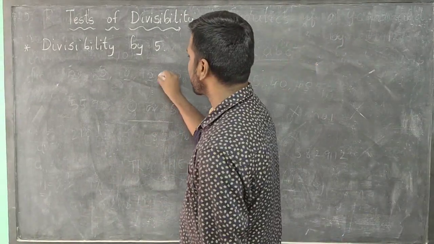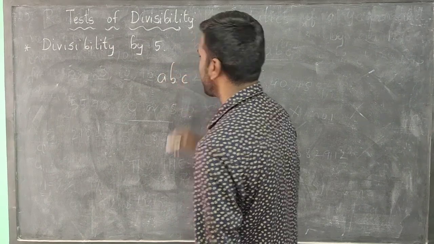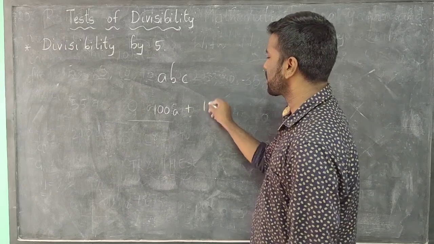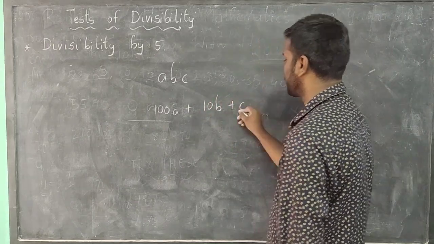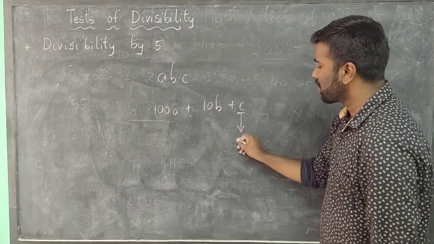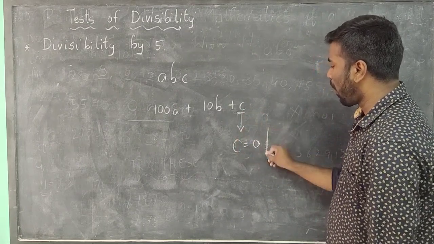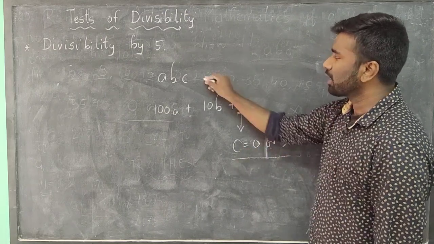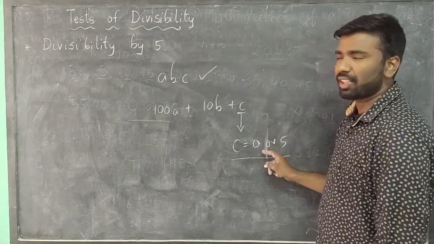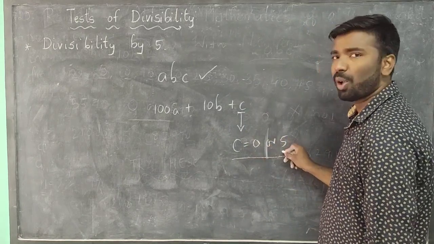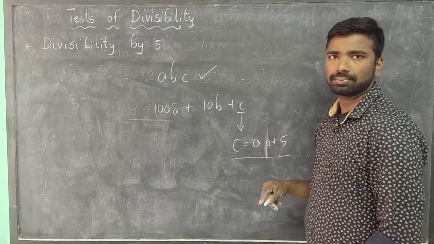Students, now consider a 3-digit number ABC. In the general form, I can write it as 100A plus 10B plus C. C is the unit digit, that means C should be equal to 0 or 5. Then we can say that the number ABC is completely divisible by 5. In the unit place, we should have 0 or 5.